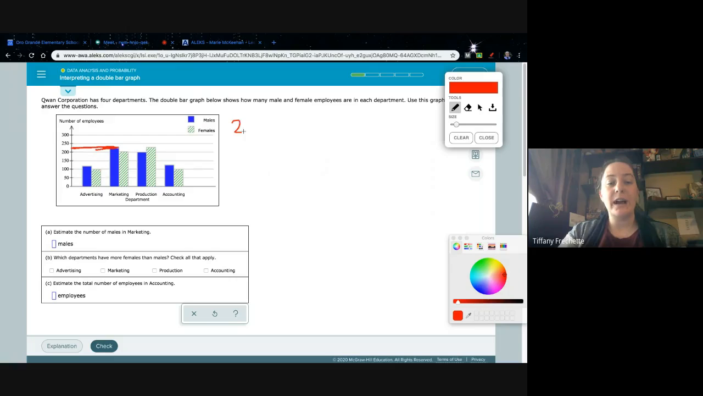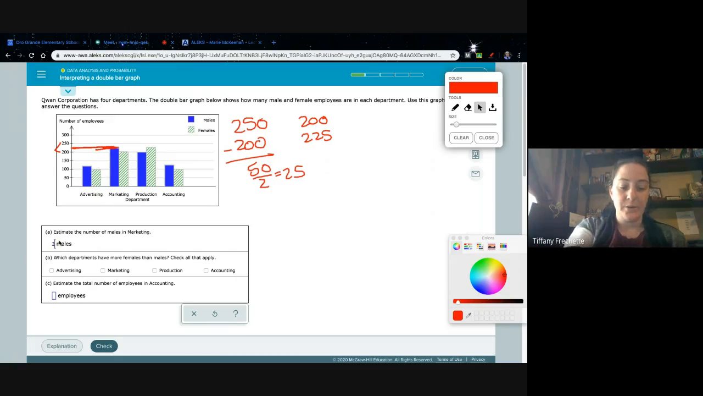So we want to figure out how many numbers are between here. We're going from 200 to 250, so that's my range there. I'm going to subtract. And then it looks like it's in the middle, so middle means divide by 2. I get 25. So it would be reasonable for me to round it down to 200 or up to 225. Really, anything in between these two numbers would be reasonable. So I'm going to go ahead and go with 225.